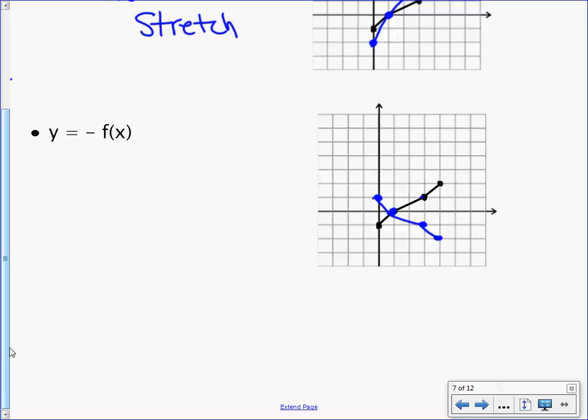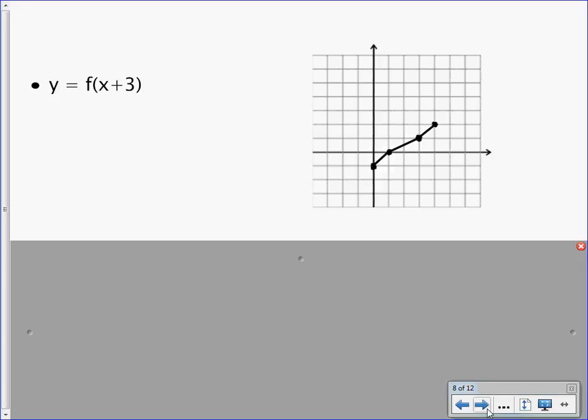All right. Couple more. Okay. F of x plus 3. What's happening? We're going left 3.